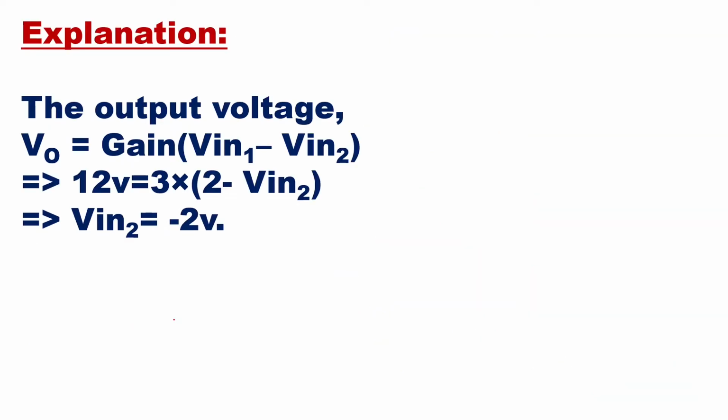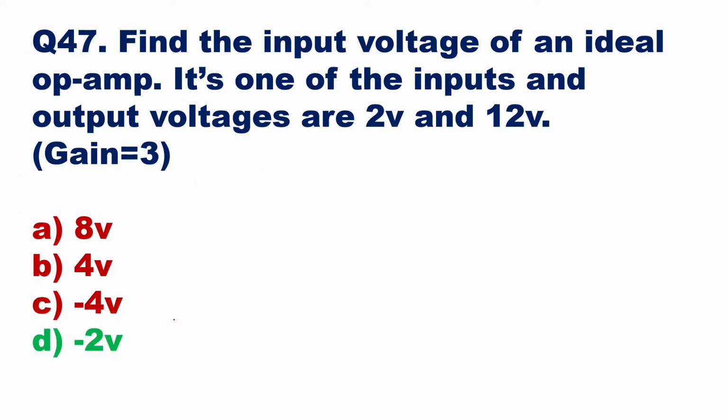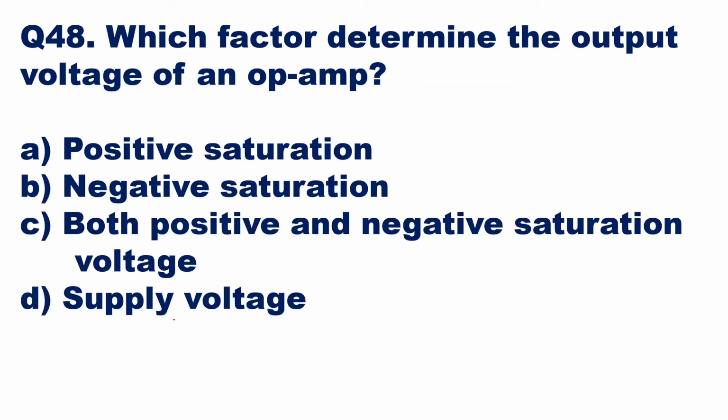The output voltage V0 is equal to gain multiplied by Vin1 minus Vin2, that is equal to 12 volt, which is equal to 3 into (2 minus Vin2). Vin2 is equal to -2 volt as we have seen. So here the fourth option, that is the D option, -2 volt is the right answer. Then we will go to the next question, question number 48.